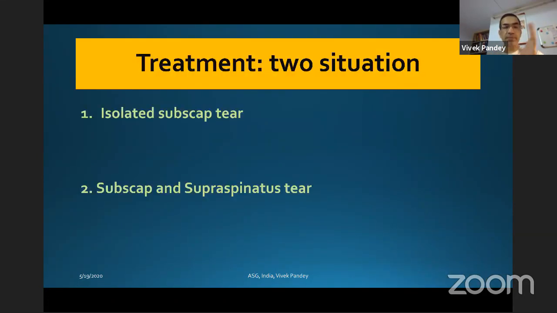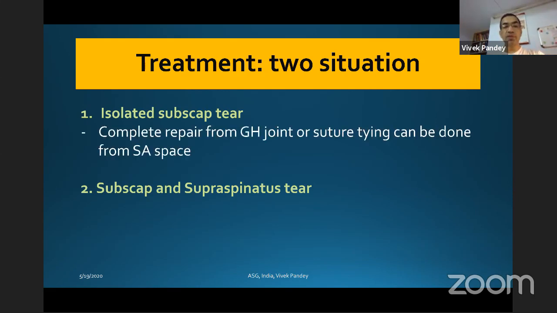So, isolated subscap tear. Now we are talking about some situations where only the subscap is torn, and some situations where the subscap and supraspinatus along with the infra are torn. If the subscap alone is torn, you can repair the subscap from the glenohumeral joint. Before you place your anchor, you can actually go above. You go into the subacromial space and you can clean up the entire area anterior to the subscap, because that's where your anchors are going to come, where sutures are going to come.